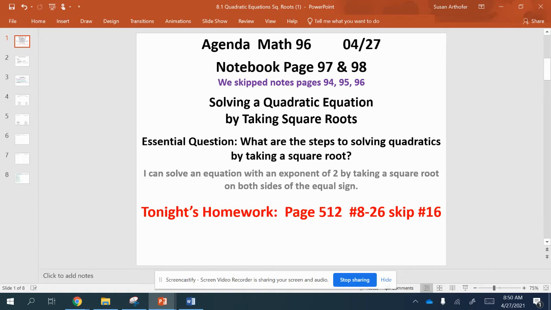So the essential question on the top of page 97 is, what are the steps to solving quadratics by taking a square root? And by the end of this lesson, you should be able to say that you can solve an equation with an exponent of 2 by taking a square root on both sides of the equal sign. The homework will appear at the last slide. It's page 512 out of the textbook, numbers 8 through 26, and skip number 16.